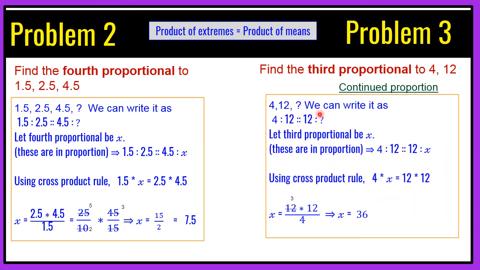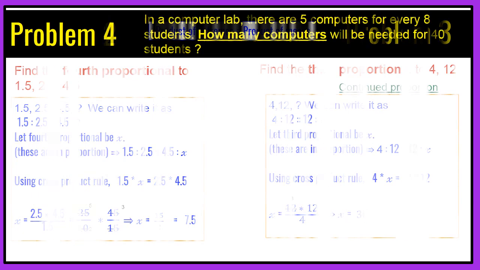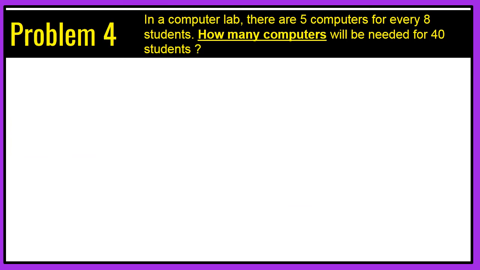Let's see. Now we can write it as 4 is to 12 in proportion with 12 is to some number, question mark. Now you have a clear idea about it. So let the third proportional be x. We can write 4 is to 12, 12 is to x. Now using the cross product rule, 4 into x will be equal to 12 into 12. X will be 12 into 12 by 4. 4 will cut this 12. We get 3. And 3 into 12 is 36. So x is equal to 36 is the answer. Let's see one more problem related to these.